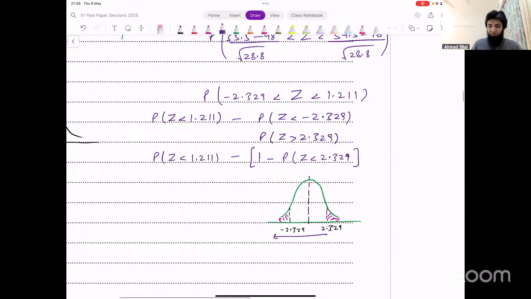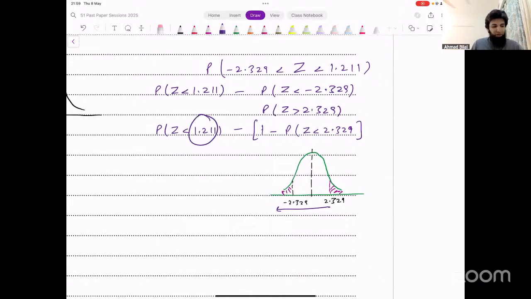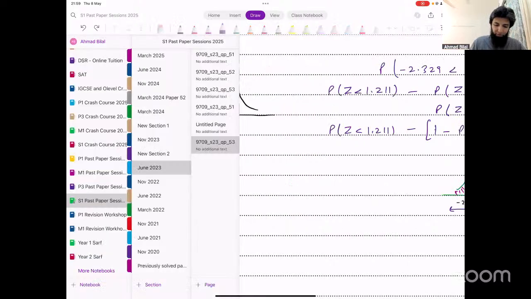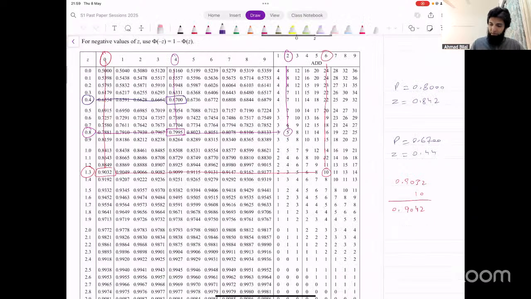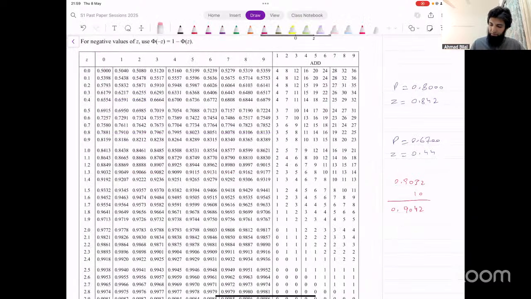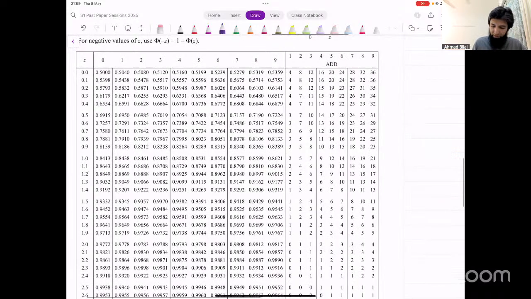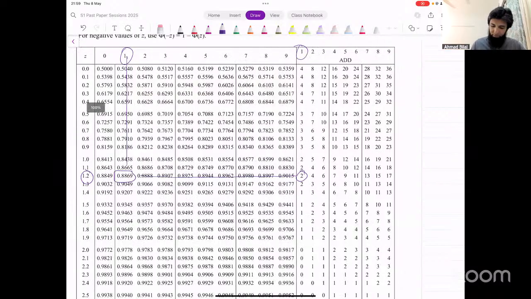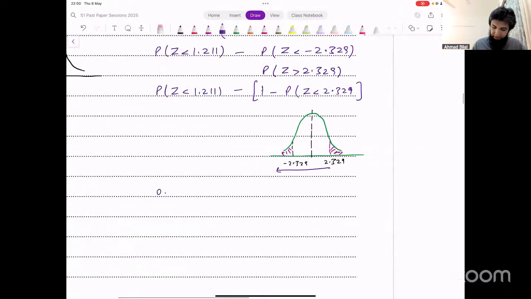Now just go to the table and find the probability for each one of them. 1.211, what's the corresponding value of probability that we get for this? Let's go to the table. 1.2, and 1. We get this number here. Go on the right side. We get 2 here. 8869 plus 2 at the end becomes 8871, right? 8871 minus 1 minus the probability value corresponding to this Z value, 2.329.